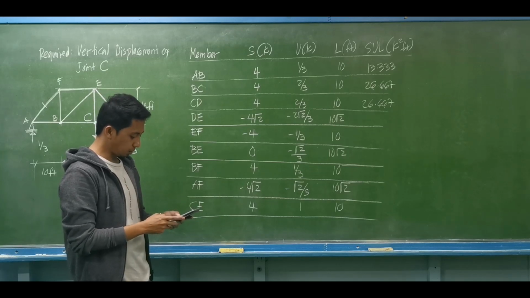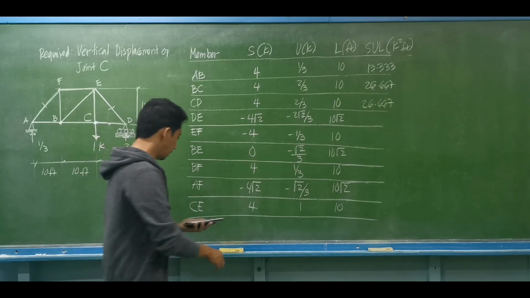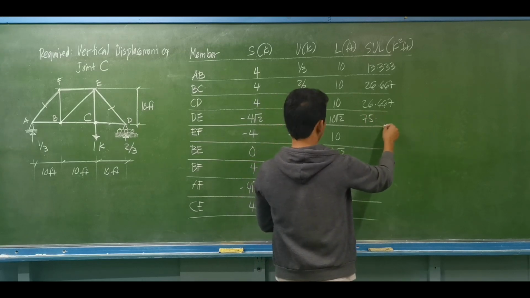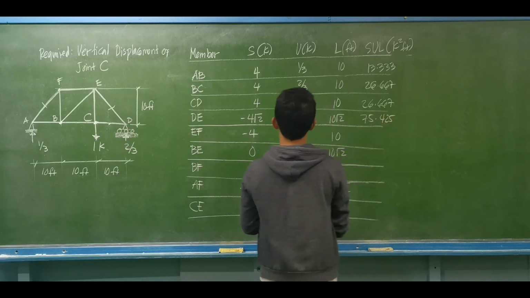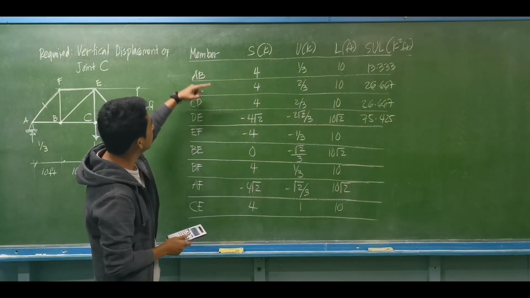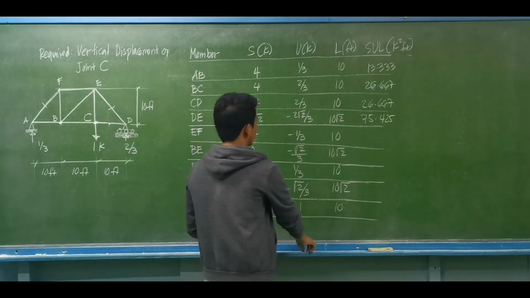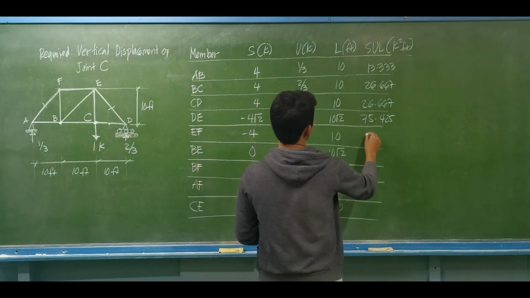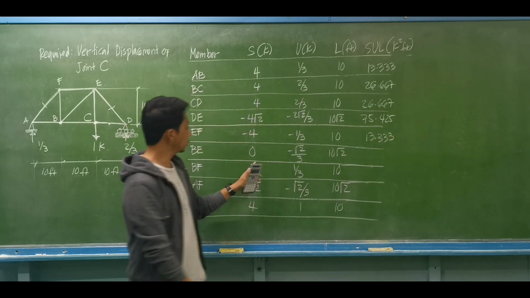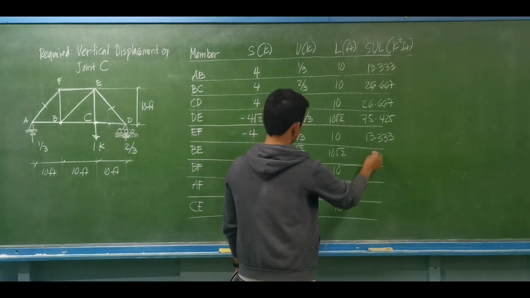multiplied by the 10 square root of 2. So we're having a value of 75.425. And we have, okay, so for member EF, I think it's the same here. So positive times positive, negative times negative will be positive. So it's the same as positive 13.333. And since for BE we have a zero bar force, this is the same as 0.